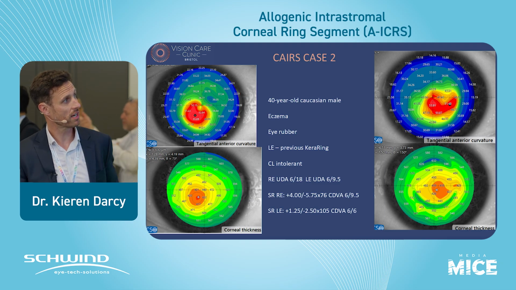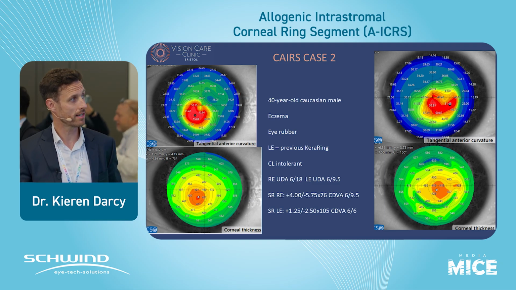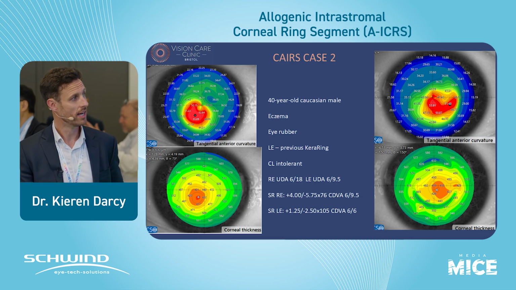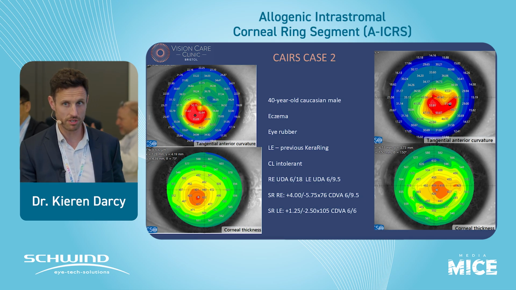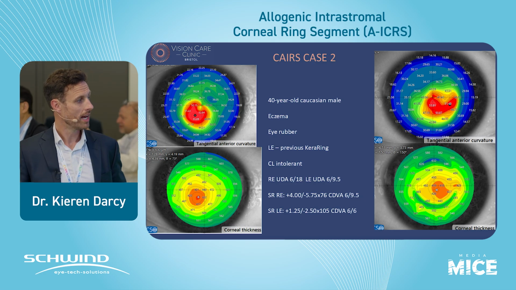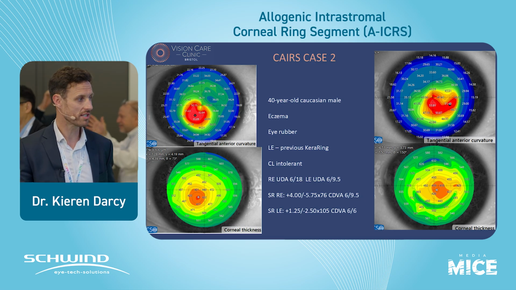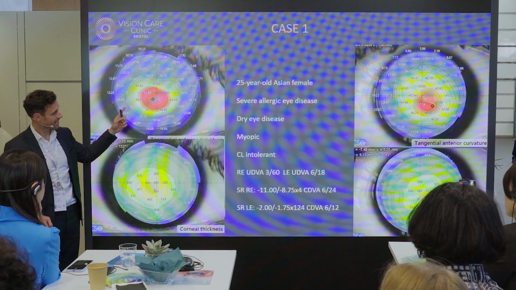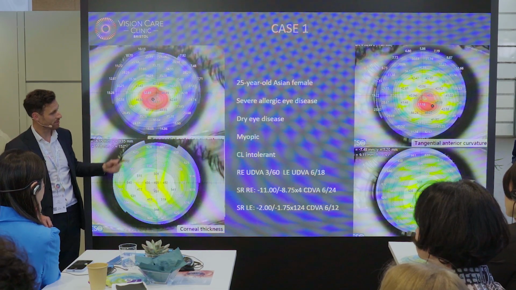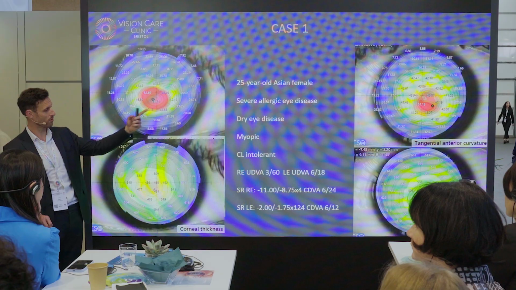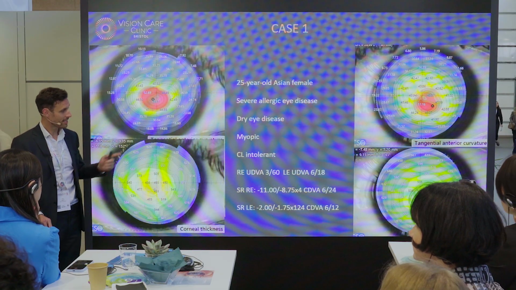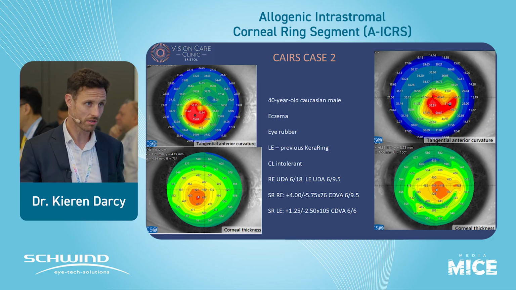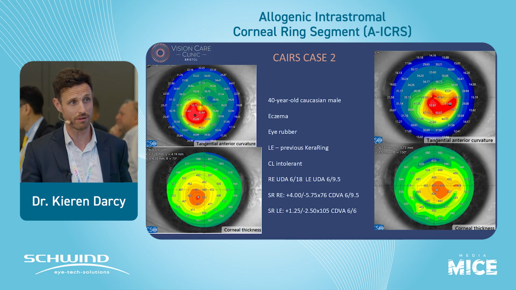The first one's a 25-year-old Asian female from the UK, who came to me with very severe allergic eye disease, which we managed first. We optimized her ocular surface, managed her dry eye disease, and treated the allergies. She's myopic, became profoundly contact lens intolerant, and her unaided vision, as you can see there, was 3/60 in the right eye and 6/18 in the left, but they did improve the subjective refractions in the right to 6/24 and the left to 6/12. But still unable to drive, she wanted to be able to drive and didn't meet the legal requirements in the UK, so wanted to achieve that to gain independence from her family at the time.